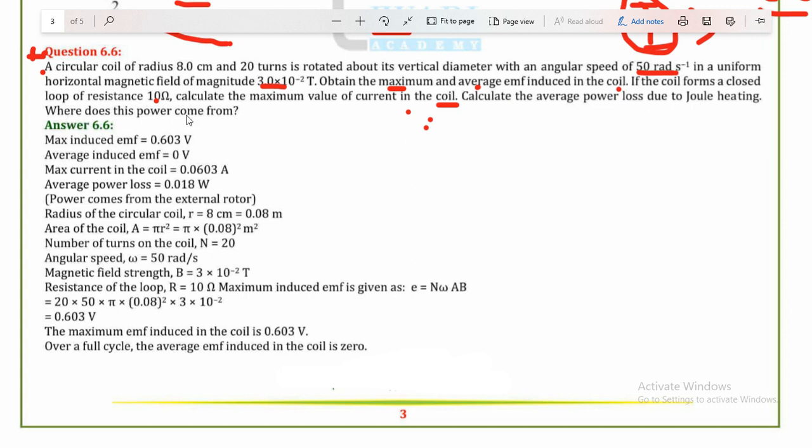Where does this power come from? So this is the question. Students, you can try it by yourself. Pause this video and try to solve this question by yourself. If you succeed, it means you have good knowledge of the concept of these topics. So you should try this.